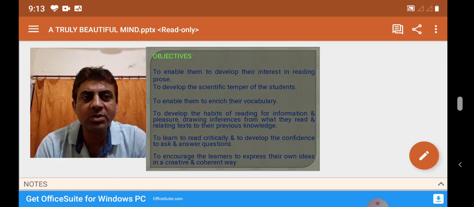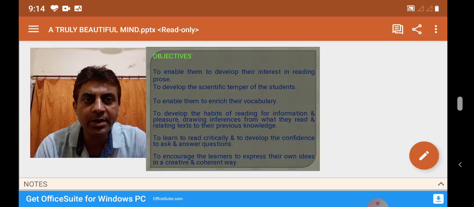To develop the habits of reading for information and pleasure, drawing inferences from what they read and relating text to their previous knowledge. To learn to read critically and to develop the confidence to ask and answer questions. To encourage the learners to express their own ideas in a creative and coherent way. Dear students, these are the objectives.